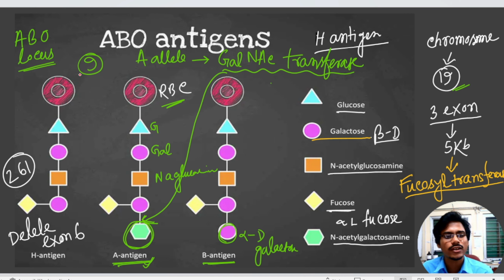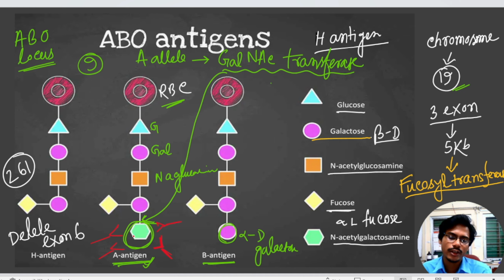The A allele, in the ABO locus on chromosome 9, encodes the GalNAc transferase. This transferase enzyme helps to bind N-acetyl galactosamine at the galactose position. So that gives the special feature. If the A antigen is there, then the anti-A antibody will develop. Similarly, if alpha-D galactose binds to that galactose position, that is known as the B antigen.